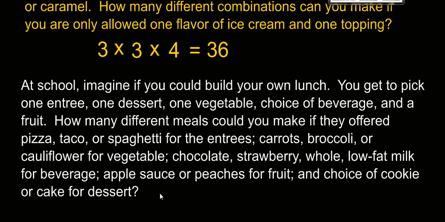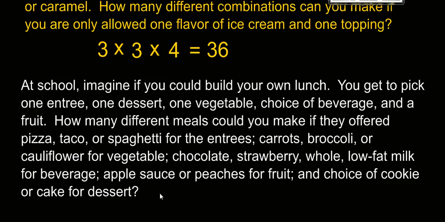Why would we use the counting principle instead of a tree diagram? Well, drawing a tree diagram with 36 different items would be pretty complex. But imagine this next problem. If you could build your own lunch and you could pick one entree, a dessert, a vegetable, a choice of beverage, and a fruit, and then they offer you 3 possible entrees like pizza, taco, or spaghetti.